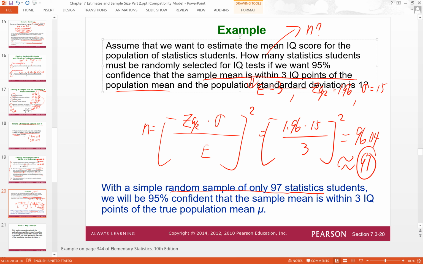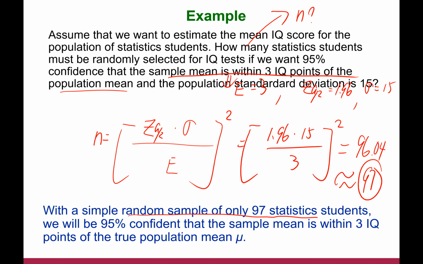It's 15. Okay. Now it will be a proper question, and it turned out to be a simple random sample of 97. So these students will be able to have 95% confidence that the sample mean is within 3 IQ points of the true population mean.